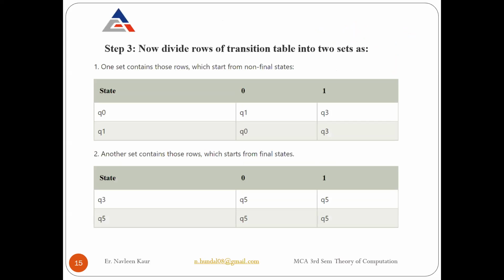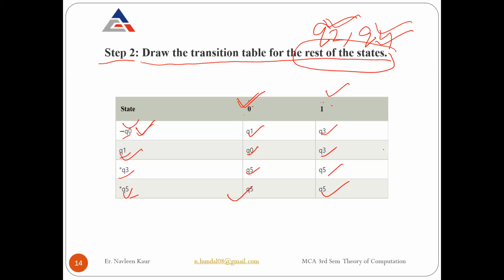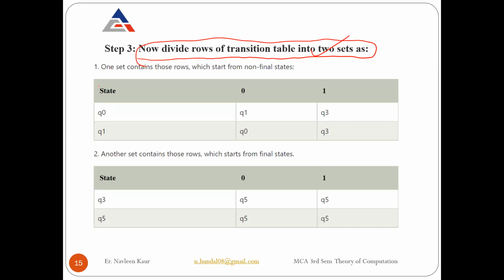Next, we have step 3. Now what is step 3? Divide the rows of your transition table into two sets. How many sets? Two sets. So I have this transition table, and I will divide it into two sets. How? The very first set will contain those rows which start from non-final states.